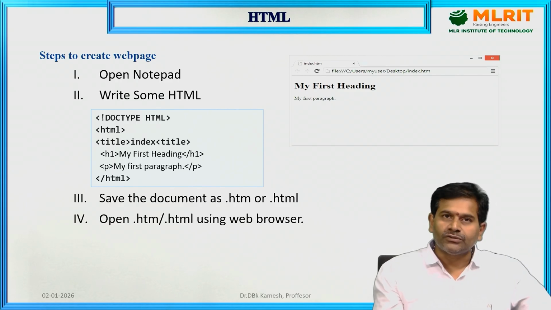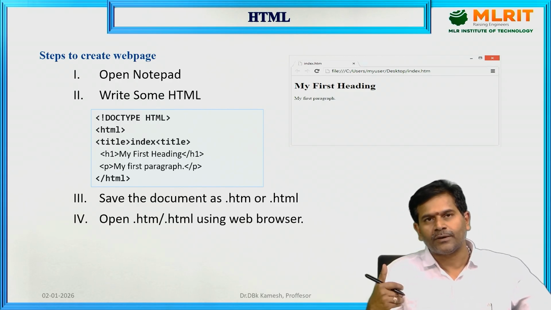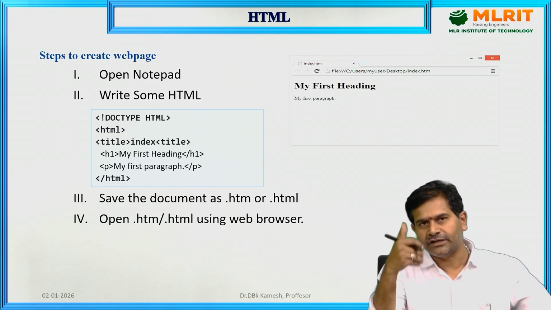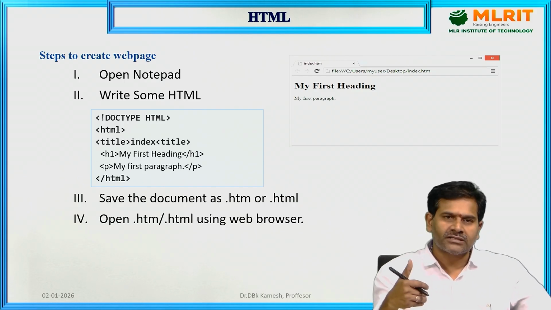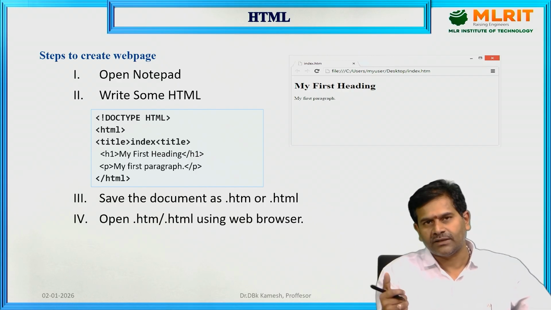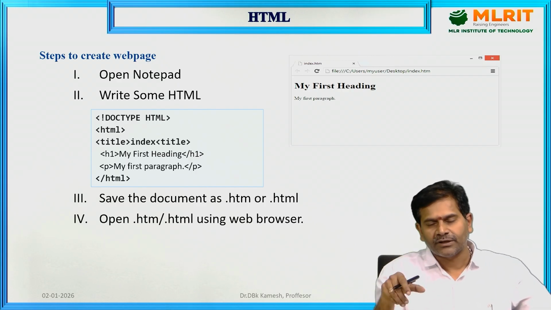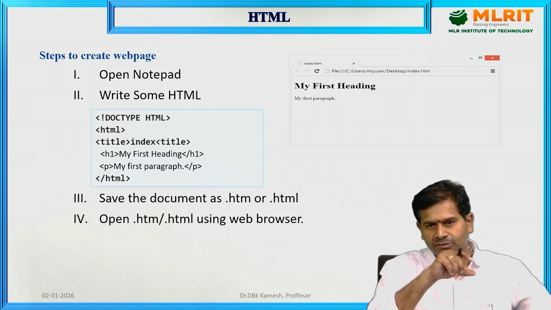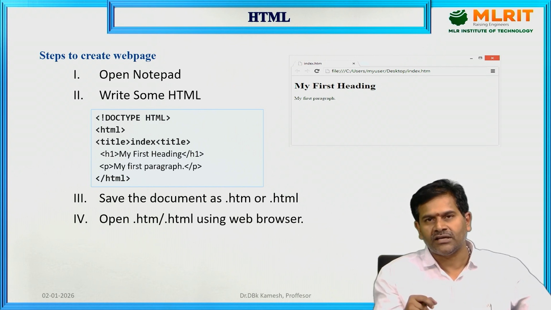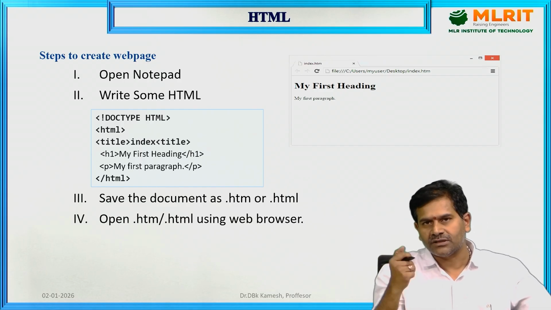So how to create a web page: open Notepad, and inside Notepad we write this. There are also other editors already available in the market, like NetBeans and Eclipse. Once done, we give the file a name followed by either .html or .htm. Save the document as HTML.